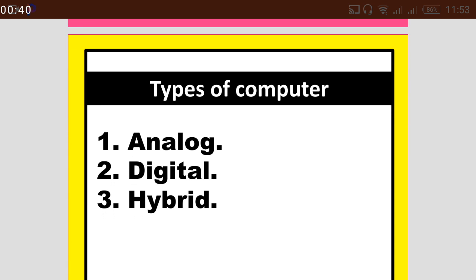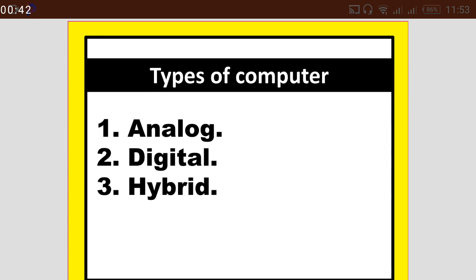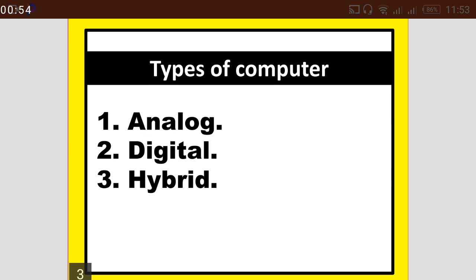Now, majorly, friends, we have three types of computer. We have what we call one, analog, two, digital, and three, hybrid computer. So these are the three types of computers that we have.